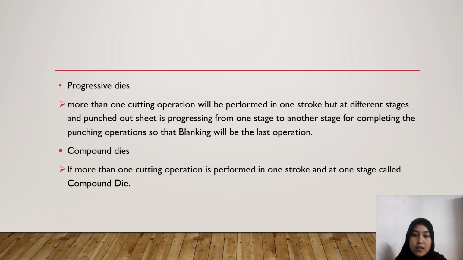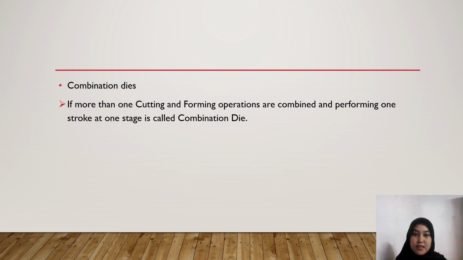Next is compound dies. If more than one cutting operation is performed in one stroke and at one stage, it is called a compound die. And last is combination dies. If more than one cutting and forming operation are combined and performed in one stroke at one stage, it is called a combination die.